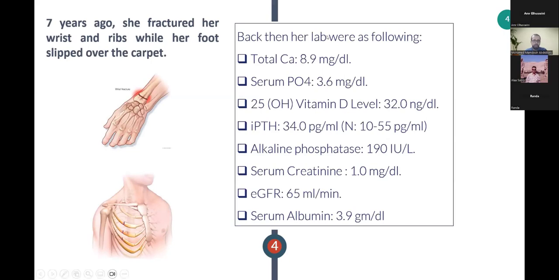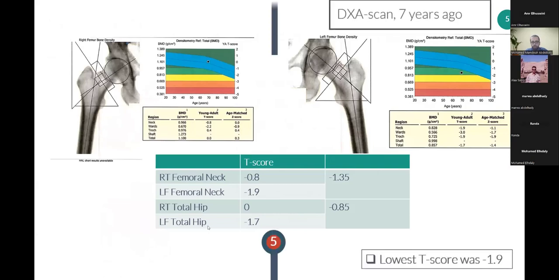This was not the first fracture. Seven years ago, the patient fractured her wrist and ribs when her foot slipped over the carpet. And back then, her labs were as follows. She had a normal calcium, normal phosphorus, normal iPTH, and vitamin D level was normal as well. Alkaline phosphatase was a bit high. Her serum creatinine back then was 1 milligram per deciliter, and the estimated eGFR was 65, and her serum albumin was 3.9. So she did a DEXA scan, which revealed, you can see here, the DEXA scan of the hip.